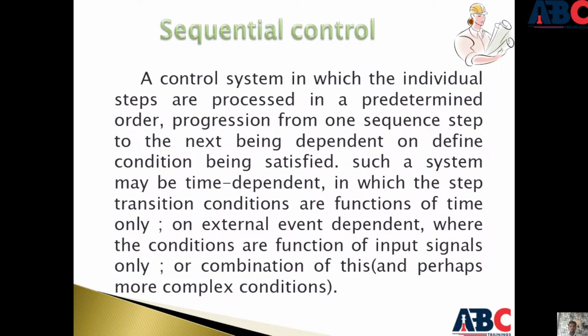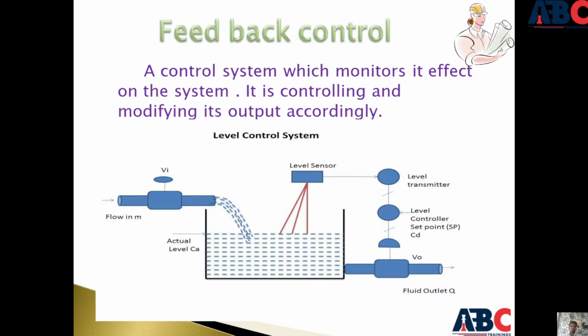Sequential control. A control system in which the individual steps proceed in a predetermined order, progression from one step to the next being dependent on a defined condition being satisfied. Such a system may be time dependent, in which the step transition conditions are a function of time only, or external event dependent, where the conditions are a function of input signals only, or a combination of these, and perhaps more complex conditions. Next is feedback control. A control system which monitors its effect on the system it is controlling and modifies its output accordingly.